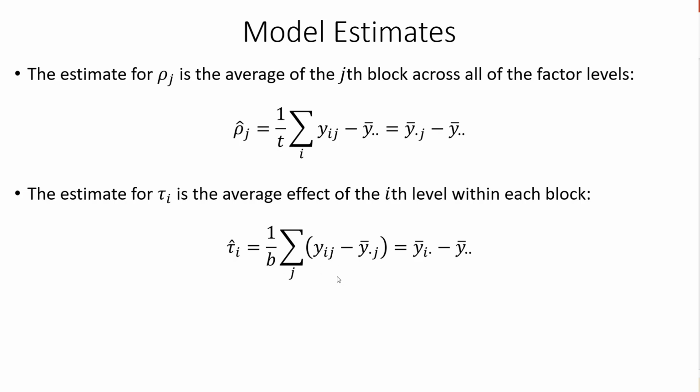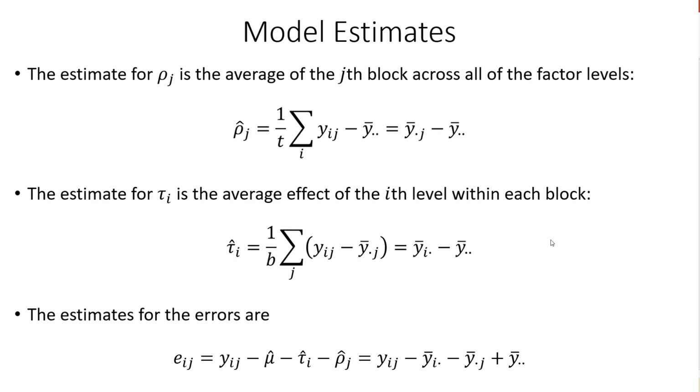And as it turns out, mathematically it's the same as our tau i's would be without using a randomized complete block design. We'll just average all of the measurements in the ith treatment, so we'll take all of the north measurements and subtract out the overall mean. And then our estimate for the error terms is just going to be the measurement itself. We'll subtract out the average of treatment I, we'll subtract out the average of block J, and then add the mean back in, because we're essentially subtracting out 2 of these the whole time we're doing it.